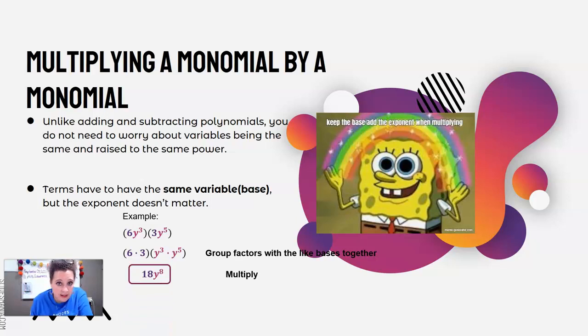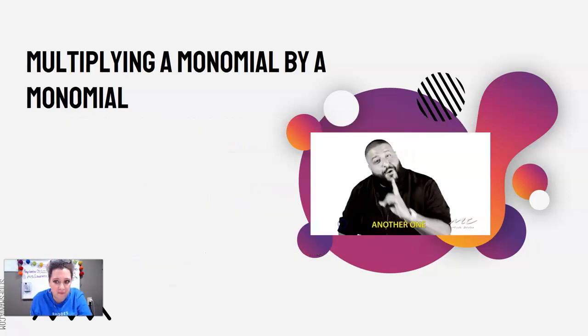18 is from 6 times 3, and y to the 8th power is y cubed times y to the 5th power. If you remember back, those laws of exponents, we're multiplying, keep the base, add the exponents. So 3 plus 5 is 8, which is where we get the 8 from.